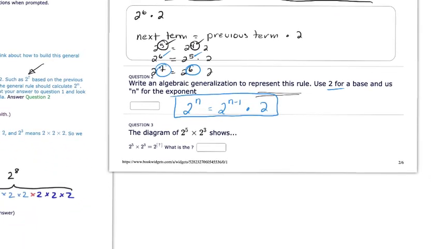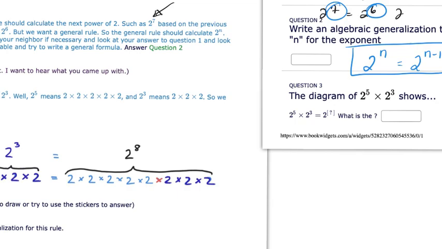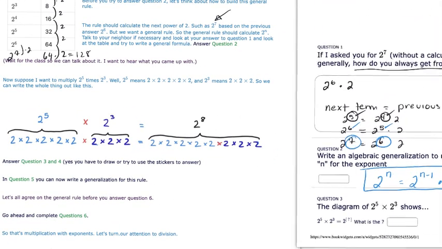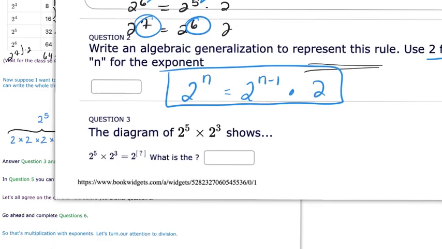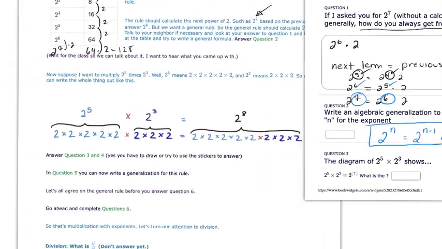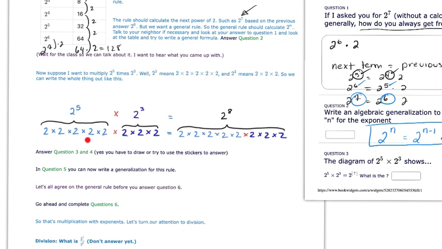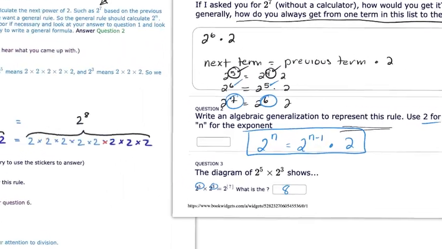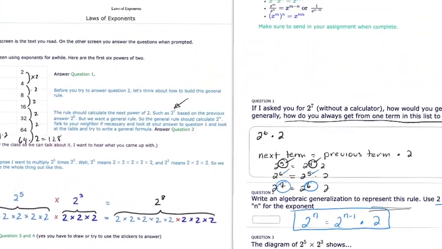In question 3, the diagram is shown over here. So let's get this thing organized again. In question 3, the diagram of 2 to the 5th times 2 to the 3rd shows 2 to the 5th, which is 2 times itself 5 times, times 2 to the 3rd gives you, and you can see it gives you 2 to the 8th. So in the diagram, what can we put there? We say, well, it gives us an 8. And you can see they just added those exponents, and that's going to be our next rule.